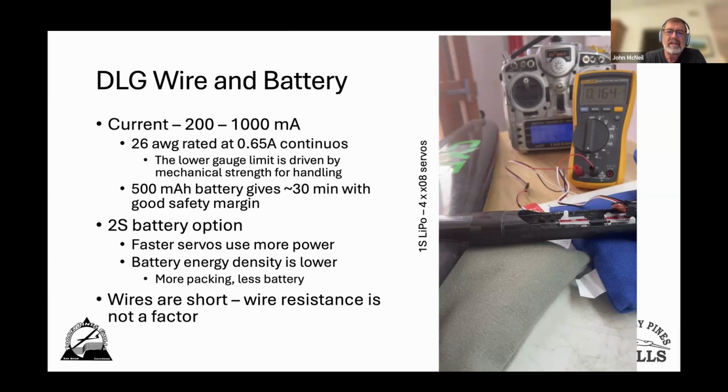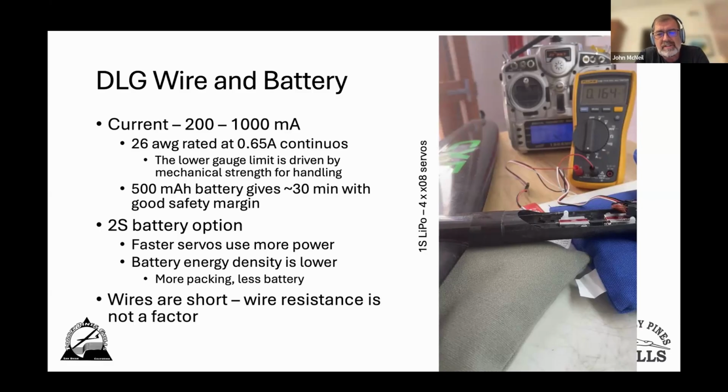The capacity, so that's a 500 milliamp hour pack. So I could run half an amp for an hour, right? That's how the math works. So for me, 30 minutes is a good safety margin. And of course, I'm running telemetry, so I know when to land. And I'm going to talk more about that in a couple of minutes. People sometimes fly 2S.